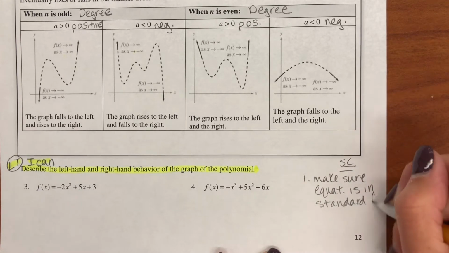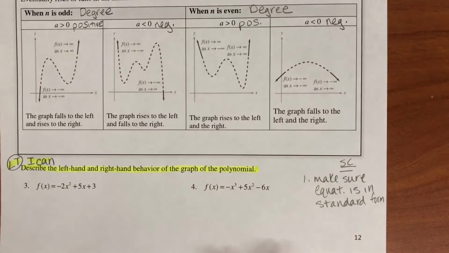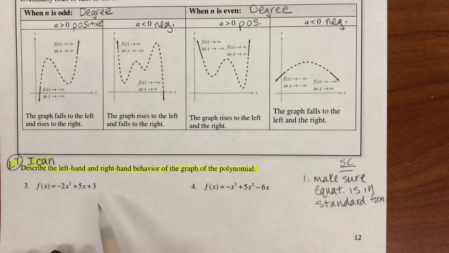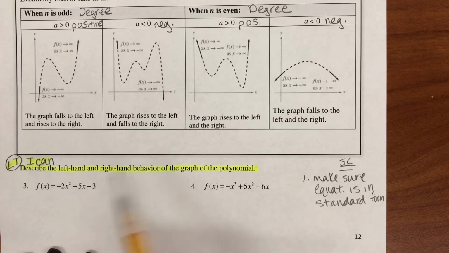So let's look at this. We want to make sure we have the highest exponent down to the lowest. So x squared, x, constant. So it's good, it's in order. So step 1 is good.